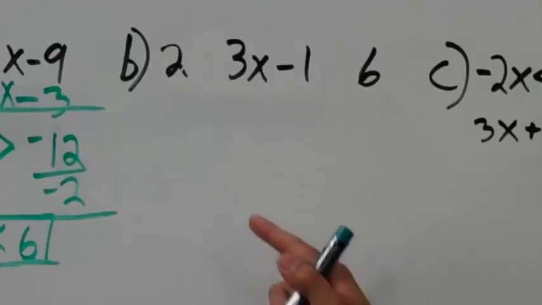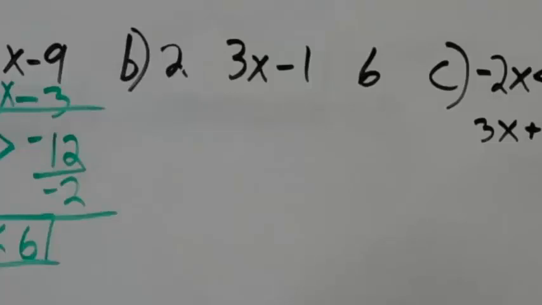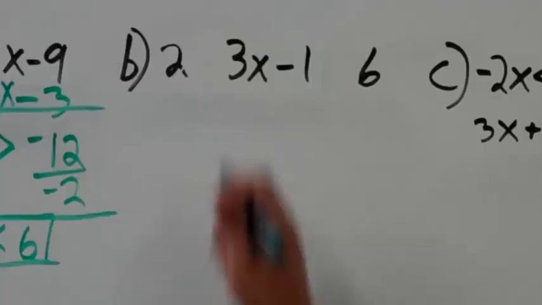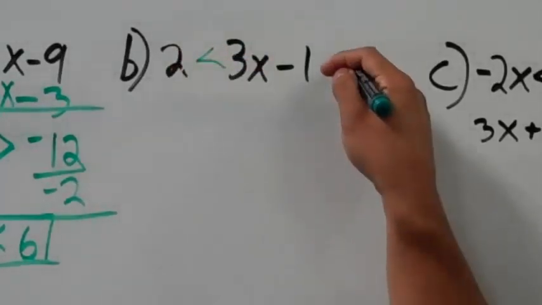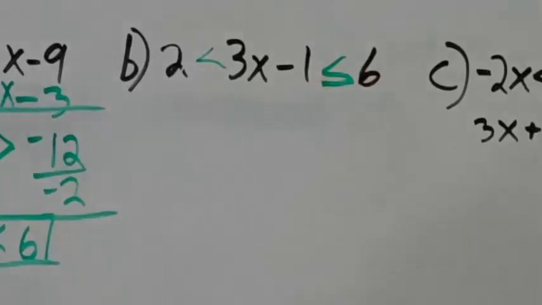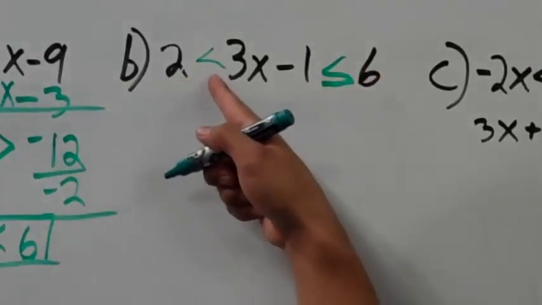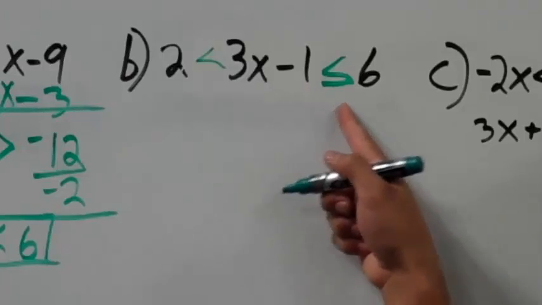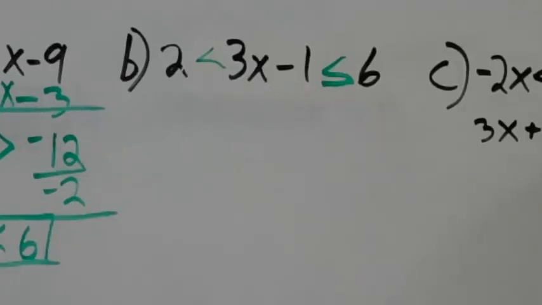So let's take a look at this one. We have, looks like I lost my signs. This is supposed to be here and there. So 2 is less than 3x minus 1, which is less than or equal to 6.